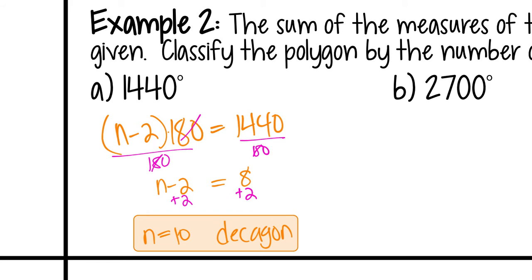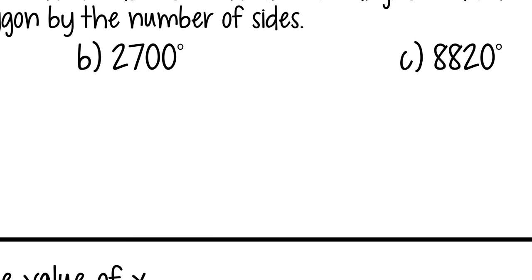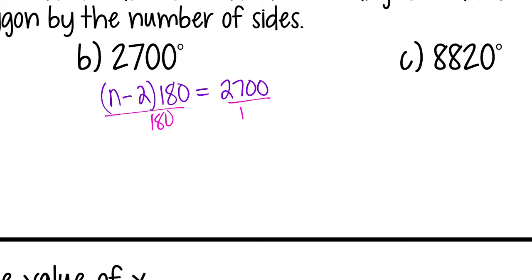Okay, the next one, so 2,700. So same formula, (n - 2) times 180 is equal to 2,700. We're going to work this out like we did before. So let's divide both sides by 180. That gives me that n - 2 is equal to 15. Then let's add 2 to both sides. So n equals 17. So there is no name for this kind of shape. We would just call this a 17gon.